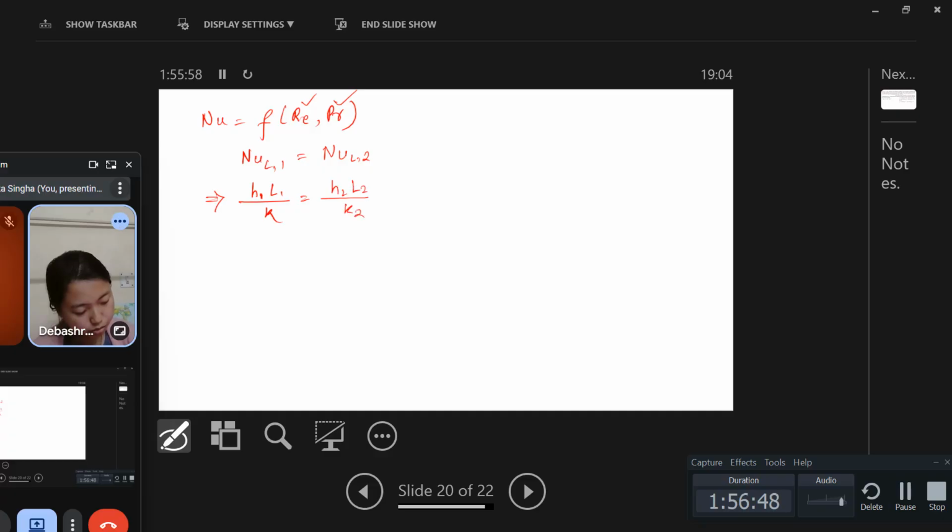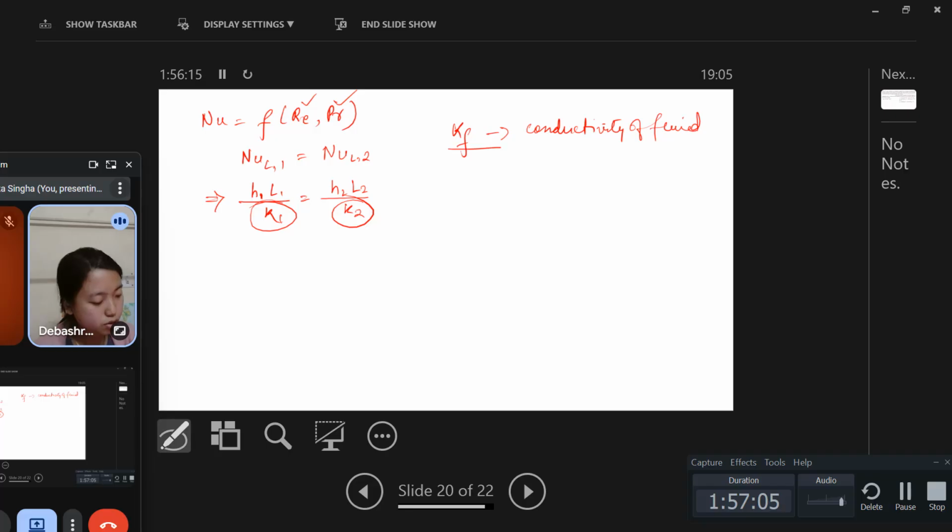H2L2 by K2, or K1, you can consider. But this K is also a property of the fluid, since it is Kf. So this is the thermal conductivity of the fluid. That means this will also remain constant. This is also a property of the fluid, so this will also remain constant. So we can simply write H1L1 is equal to H2L2.